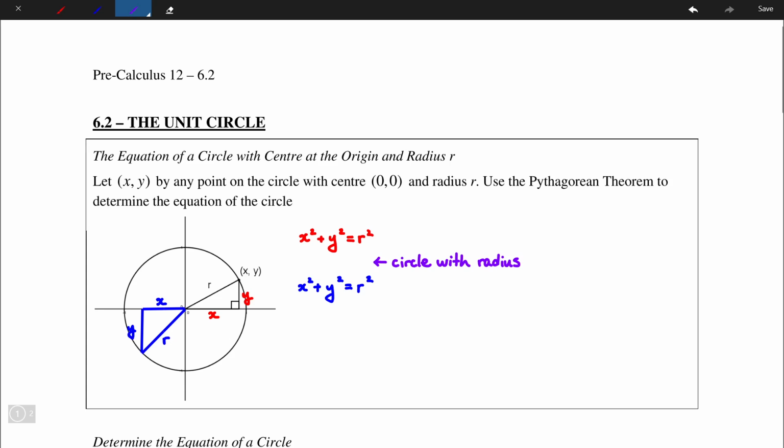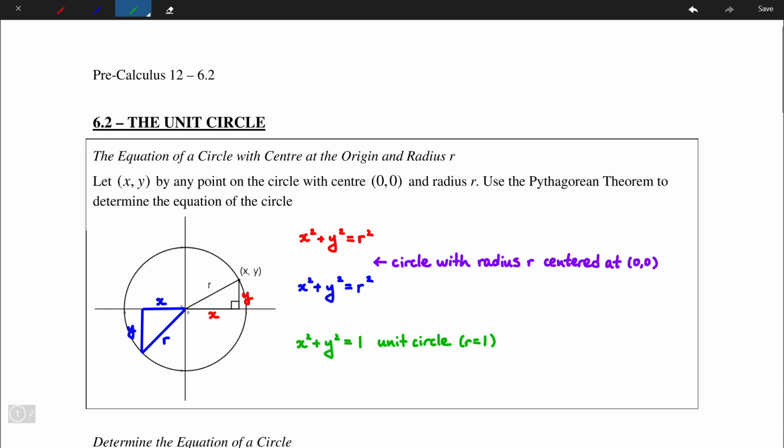In particular, if the radius is 1, then we simply have x squared plus y squared equals 1. Once again, x squared plus y squared equals 1 is the unit circle, where r equals 1.